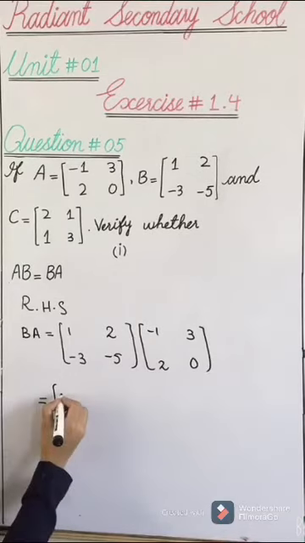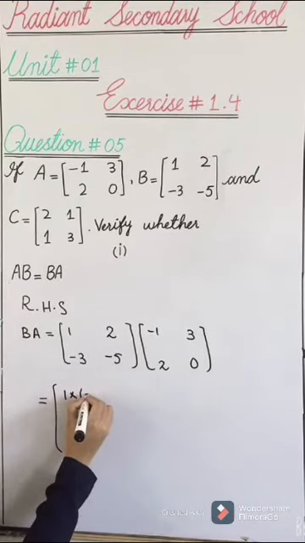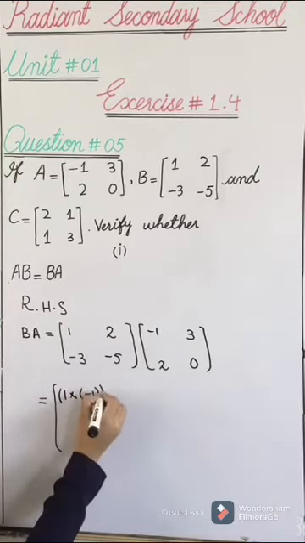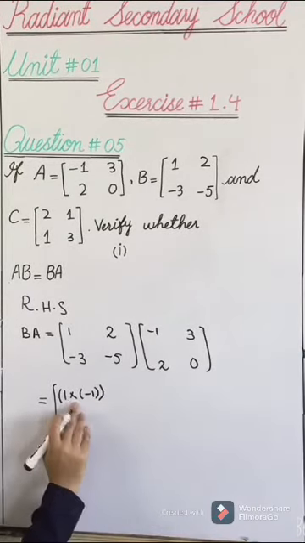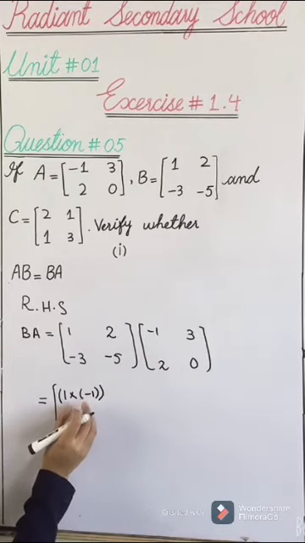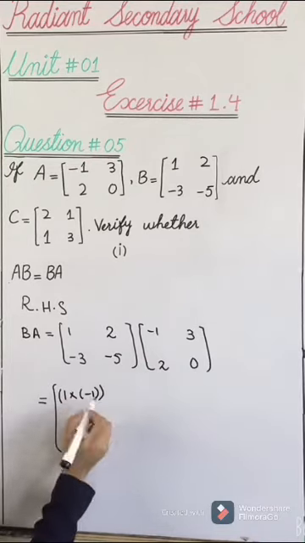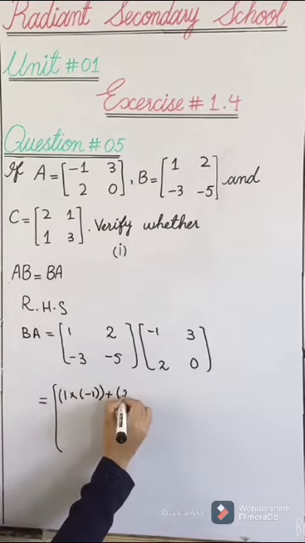Multiply 1 with -1, 1 multiplied by -1, and we will write double brackets. Why did we write double brackets? Because there are two signs, multiplication and the negative sign with -1, so we have to separate them, and for separating we use this bracket. In between there will be a plus sign, and we will multiply 2 with 2.